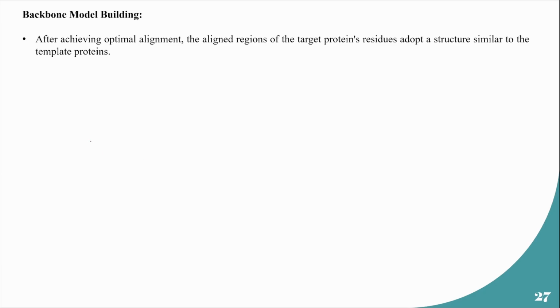And then after that, what you have to do is the backbone model building. So the protein backbone, the atoms for the backbone construction, if you notice, will be the nitrogen, the C alpha, and the CO of the peptide linkage, right? So these N, C, C alpha, and O basically form the backbone of the protein. Now, after you achieve the optimal alignment, you can think of it in a way that the aligned regions of the target protein's residues will adopt a similar structure to the template protein, of course.